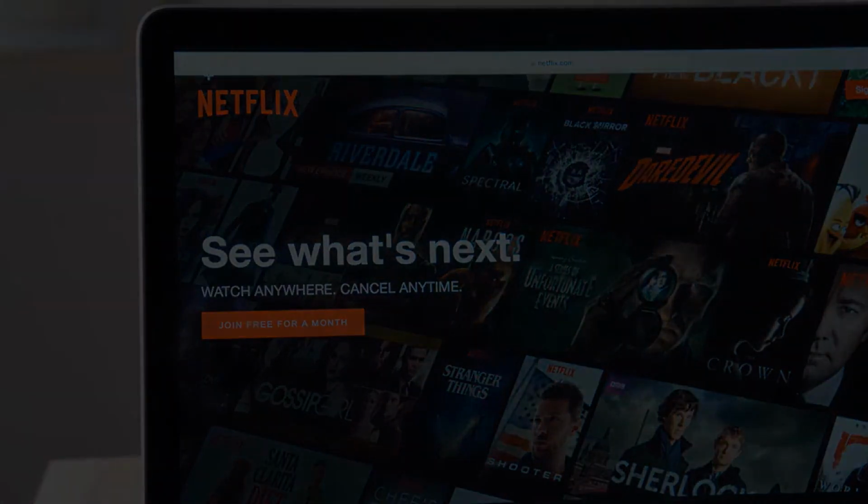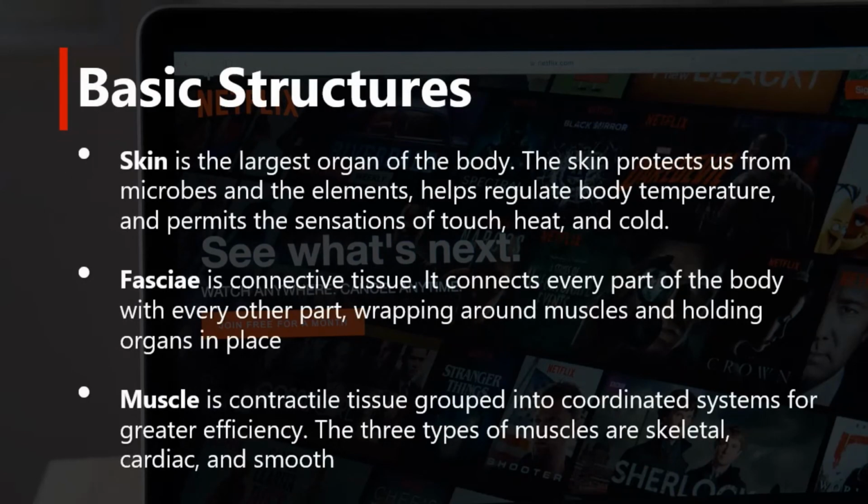So let us now proceed to the second topic under basic anatomy, which is the basic structures. First structure, we have skin. Skin is the largest organ of the body. The skin protects us from microbes and the elements, helps regulate body temperature, and permits the sensation of touch, heat, and cold. Next structure, we have fascia.